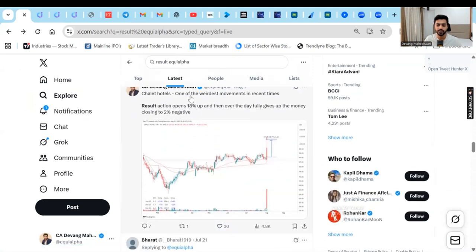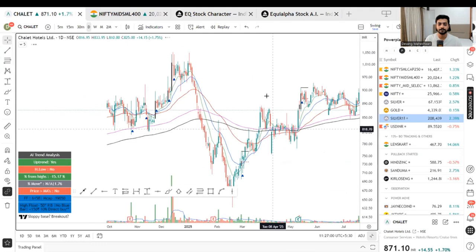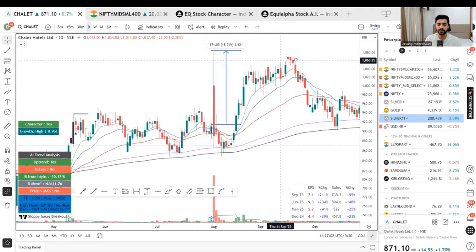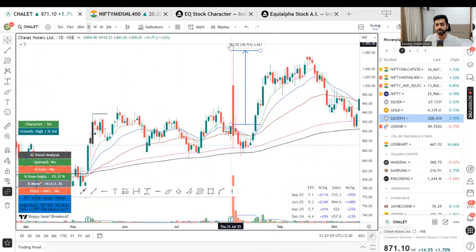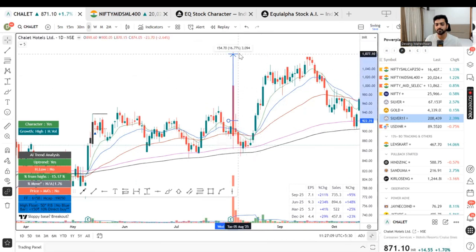Now look at this. Chalet Hotel, same day, result day. The action itself was very weird in this. So this is a result day. The result came in market hours. It went up 17-18% and then the same day fully back. The volatility of result, from 17-18% in a few minutes completely gone, -6% on that day.